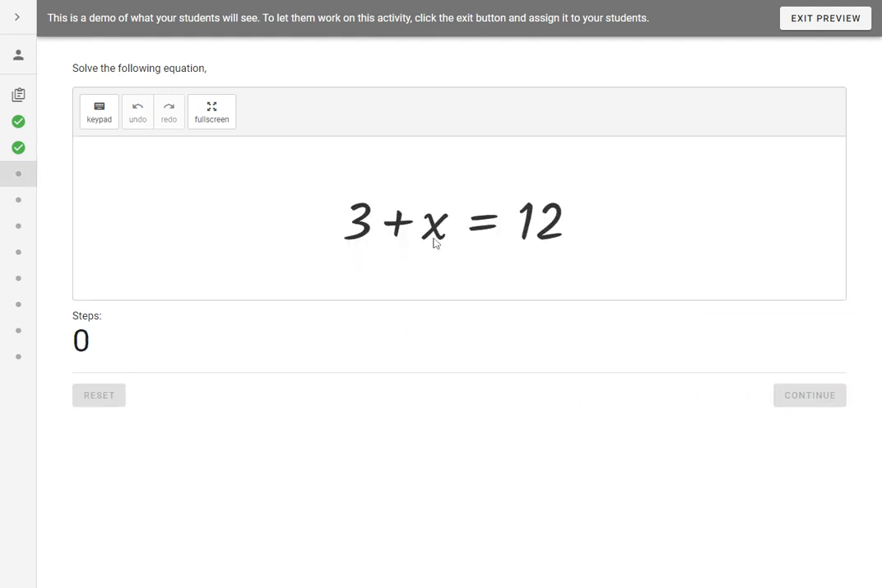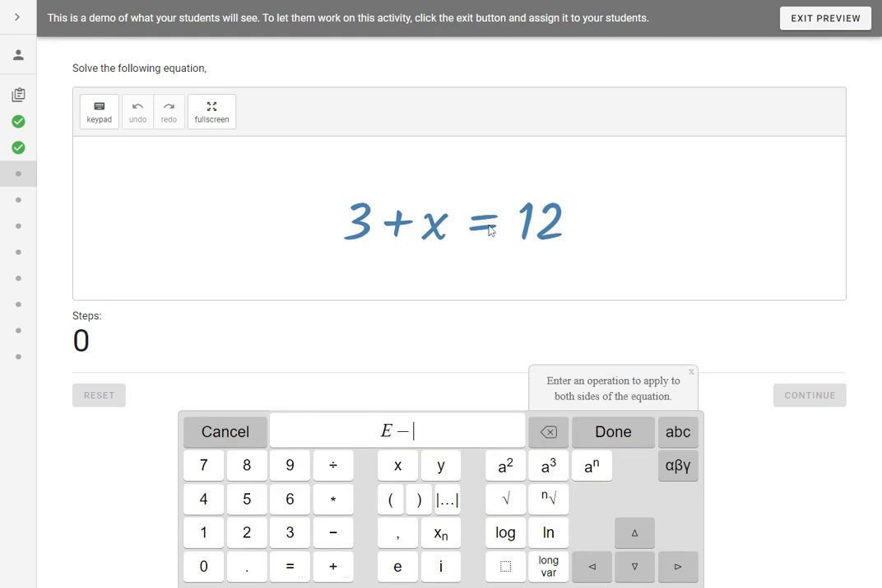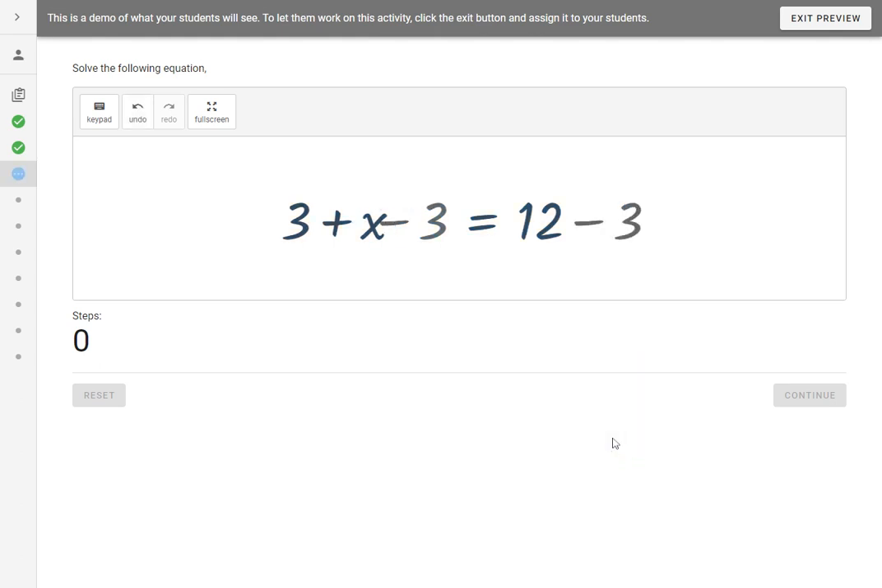Sometimes the 3 is in front of the x, but we still need to isolate for x by getting rid of this 3 and subtracting 3 from both sides. So I'll push equals and go subtract 3. But notice in this case, 12 minus 3, that's going to be no problem. But if I try and subtract 3 here, it's not going to allow me. That's because it's trying to subtract unlike terms, which we can't.